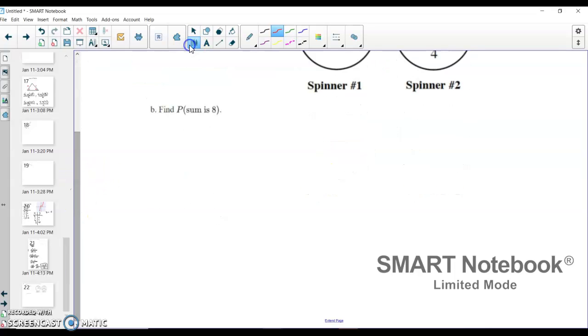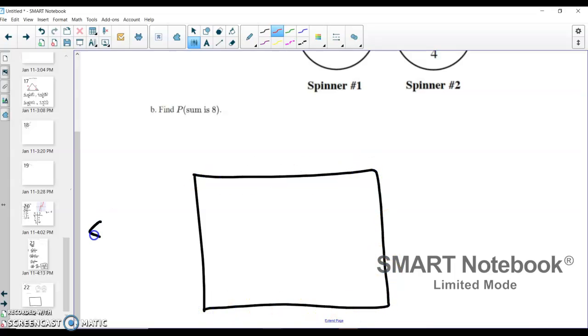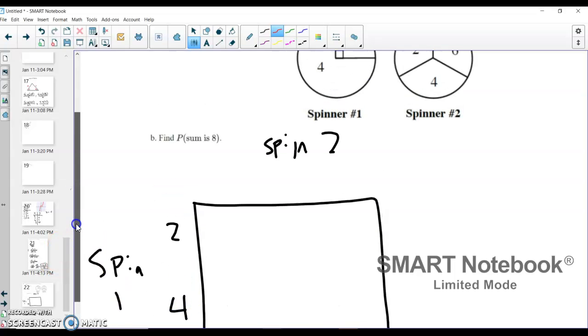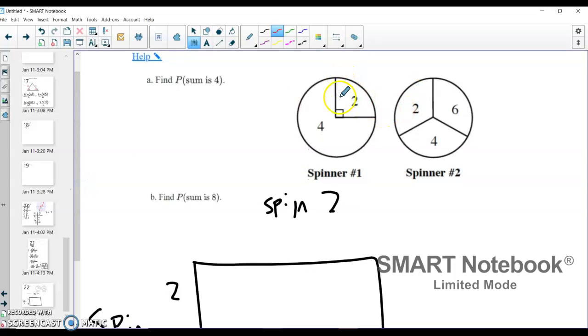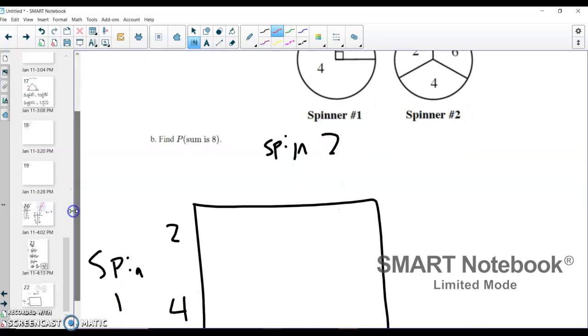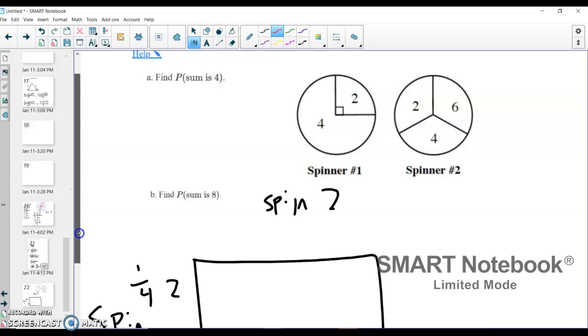I'm going to go down and create an area model. This is going to be my spin 1 on the left side, and then on top I'm going to have spin 2. And spin 1, there are two possible outcomes. Either you're going to get a 2 or you're going to get a 4. By looking at the diagram, I see that 1/4 of the circle is worth 2. There's a 1/4 chance that I get the 2, and there is a 3/4 chance that I get 4.